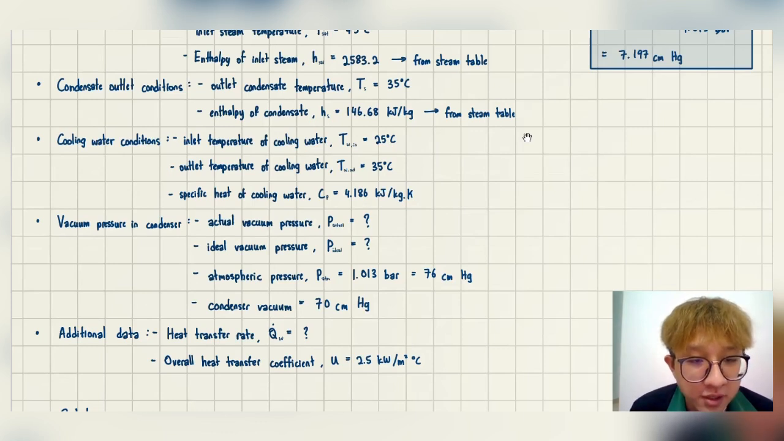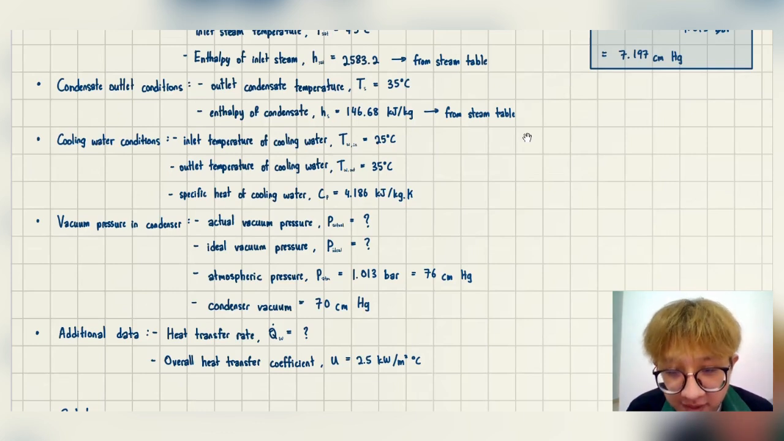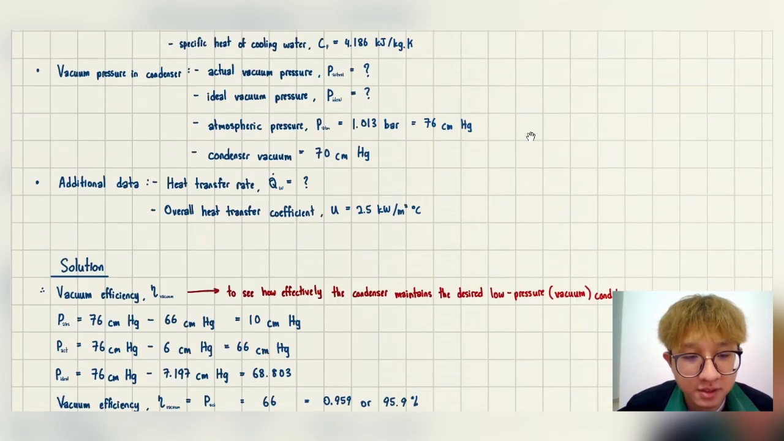For the vacuum pressure in the condenser, the actual vacuum pressure is unknown. The ideal vacuum pressure is unknown too. The atmospheric pressure is 1.013 bar, which is equal to 76 cmHg. The condenser vacuum is 70 cmHg. For the additional data, the heat transfer rate is unknown, and the overall heat transfer coefficient is 2.5 kilowatt per meter square degree Celsius.